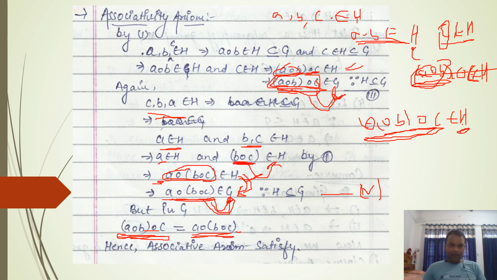So these two properties, the closure property and the inverse property, are sufficient to prove that a subset of a group G is also a subgroup.